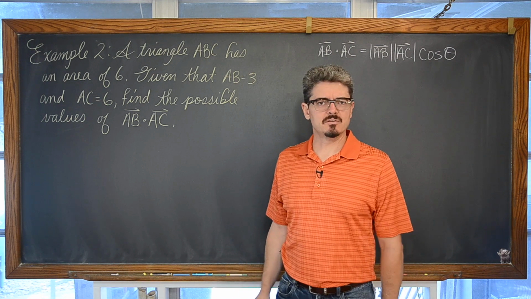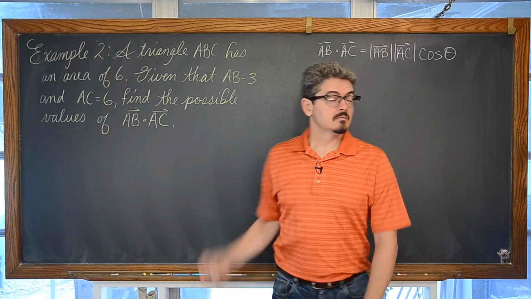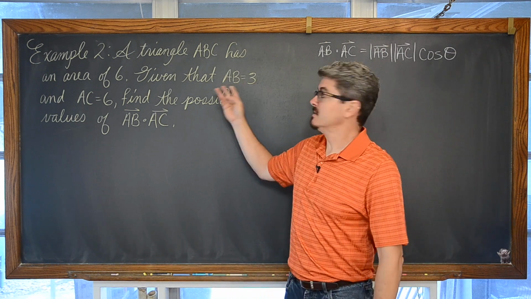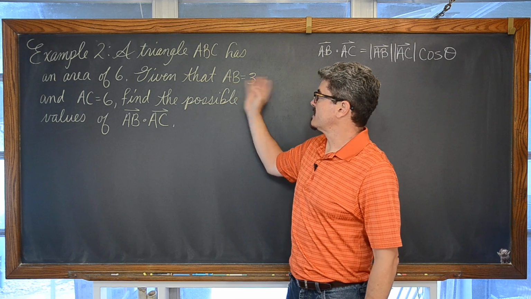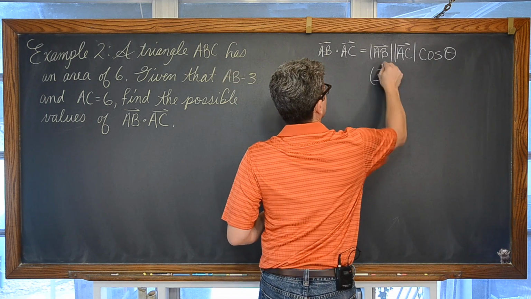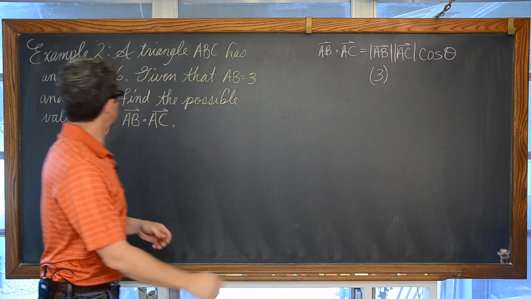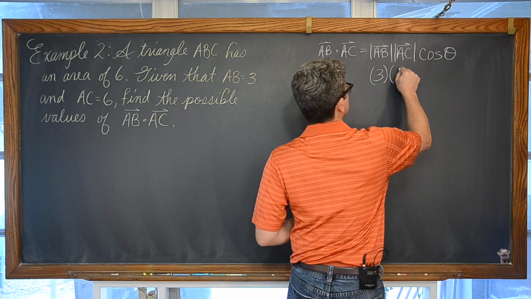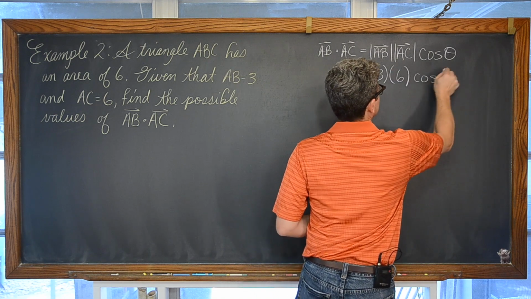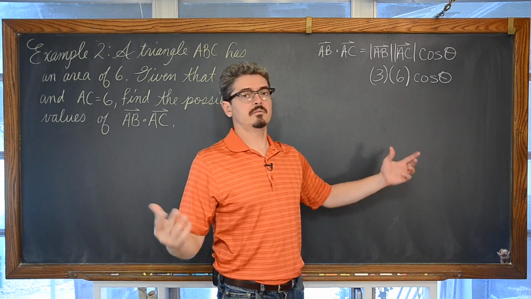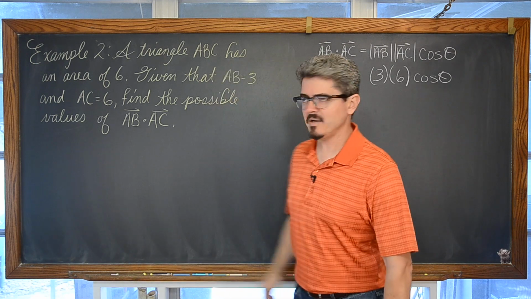That must be giving us a really easy question. I want the magnitude of vector AB. Now this is identified as a length of a line segment, but vectors are directed line segments, so that's 3. Vector AC is going to have a length of 6. All we have to work out is what's cosine of theta. This isn't too bad, right?